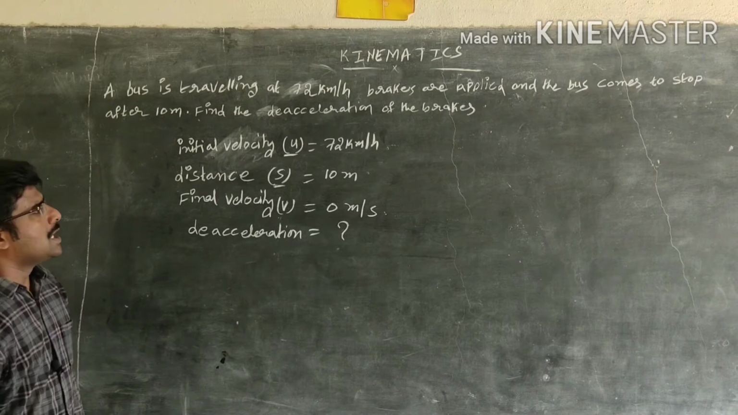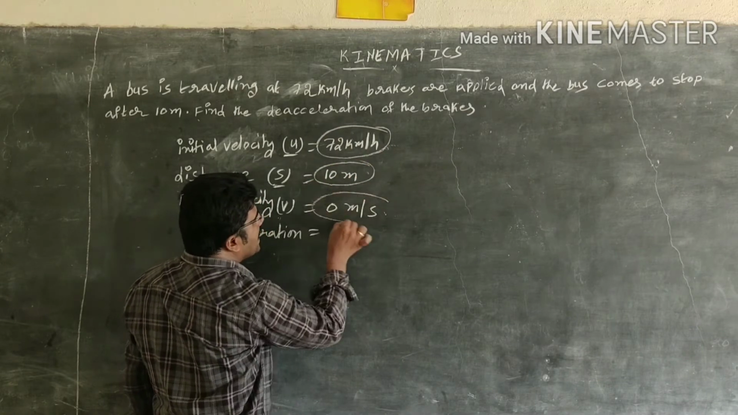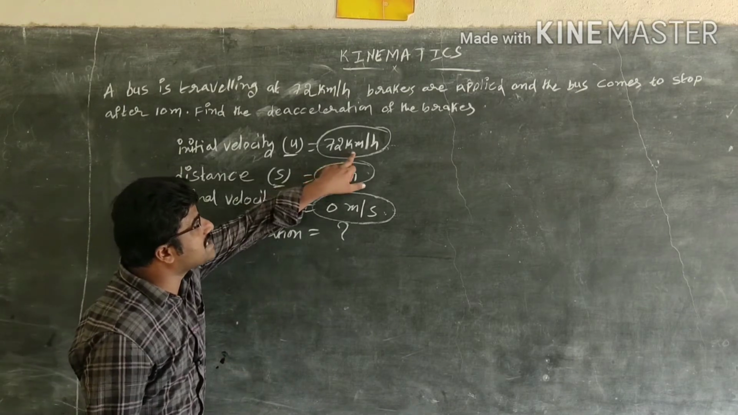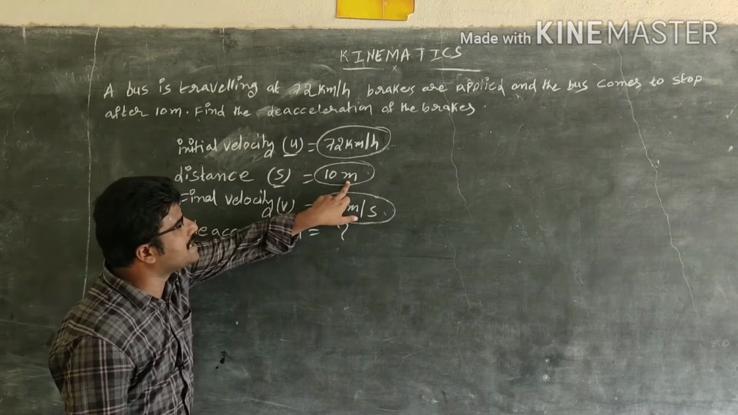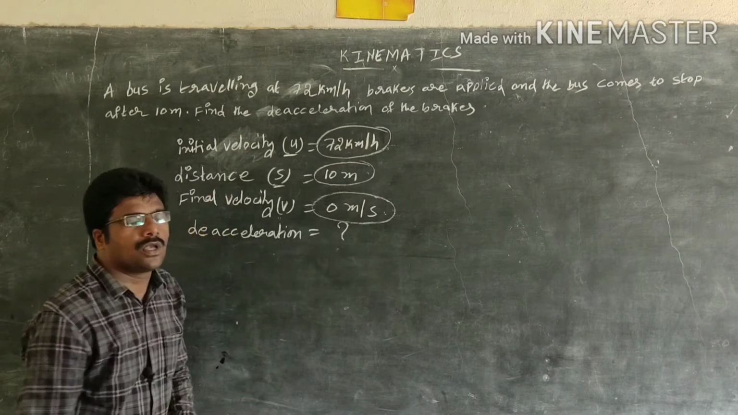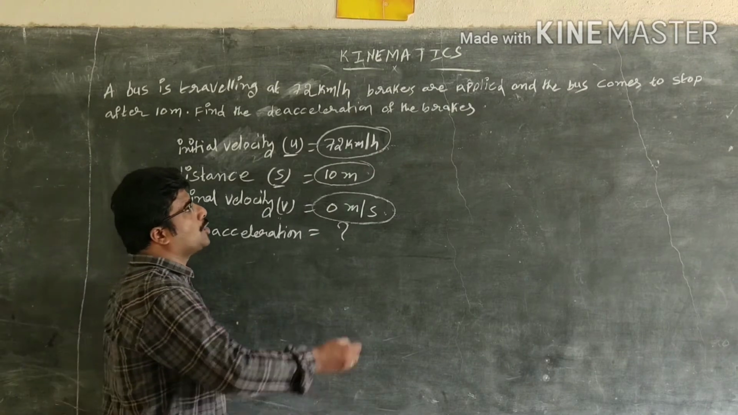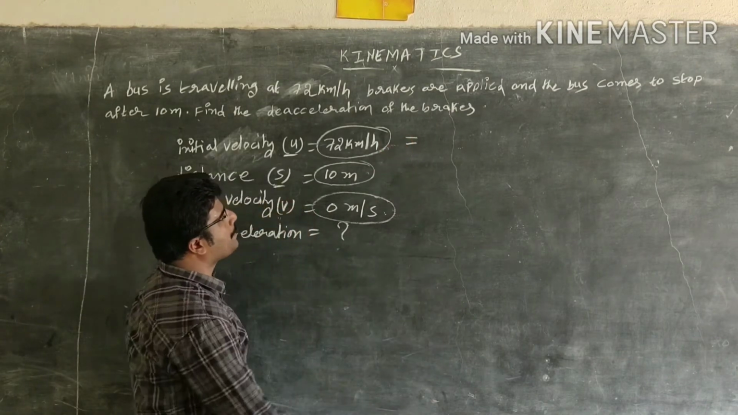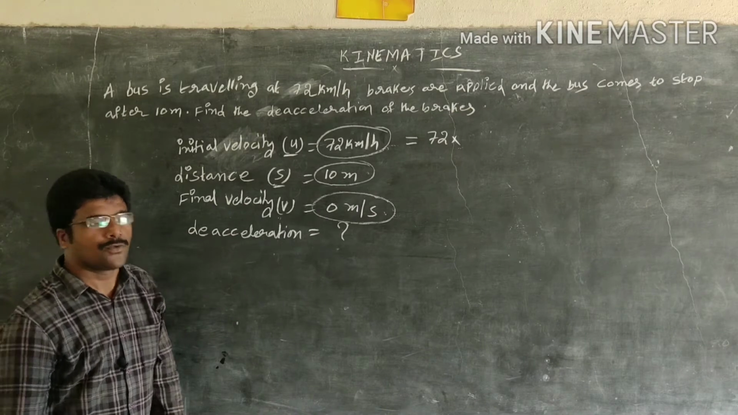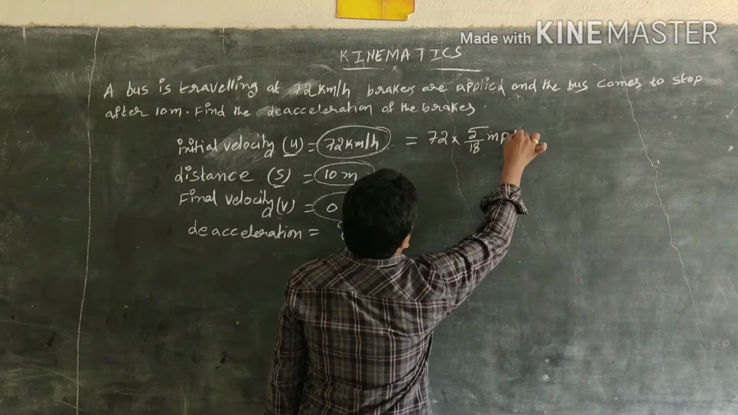But before doing this, observe one very important thing. All the values should be in the same unit, that is in the same system. Here, the distance is measured in kilometers, and here the distance is measured in meter. Here the time is in hours. So, we should convert this kilometer per hour into meter per second. We know how to convert kilometer per hour into meter per second. That is 72 into, we want to multiply with 5 by 18 meter per second.